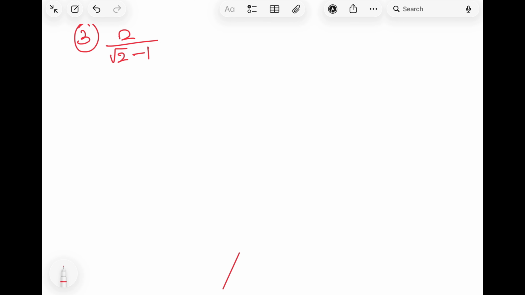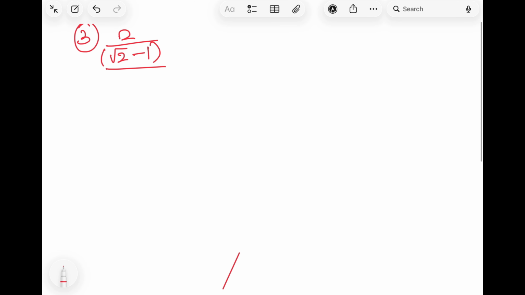There is a surd and a number. They are separated by a negative sign. So again we have to follow the same step. We will multiply it with the denominator only, but you cannot just multiply it with the surd here because it's totally one term. So we have to multiply with the same term, but we conjugate the term.